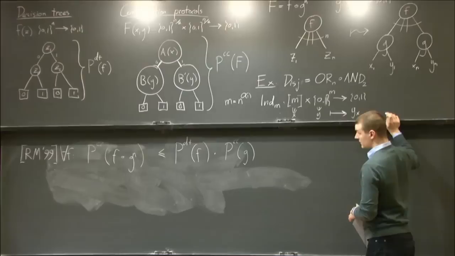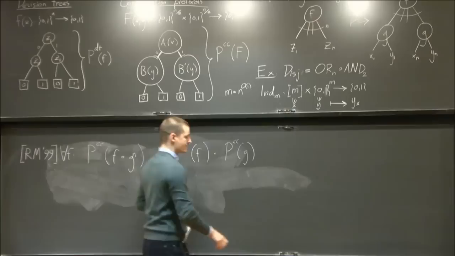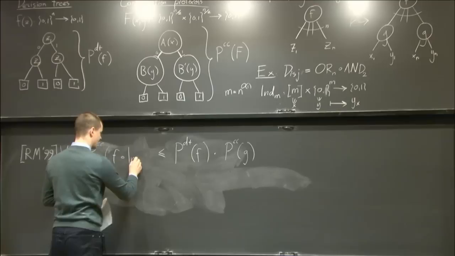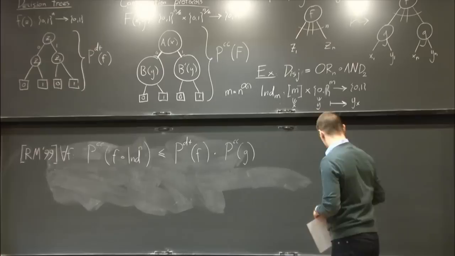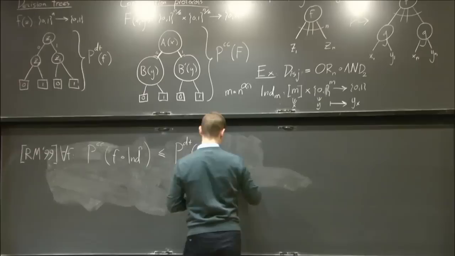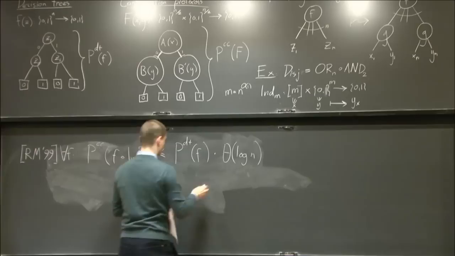So what these guys proved is that if you stick this indexing gadget here in polynomial size, then, well, the deterministic communication complexity of this is just log m bits or log n. So you can just stick this in. And they prove that this is an equality. So there's no better protocol than the most obvious one.